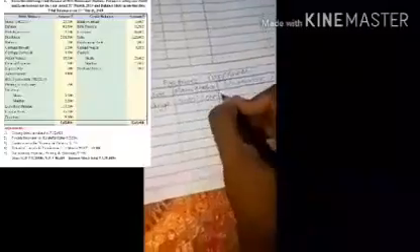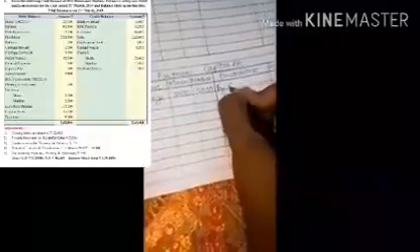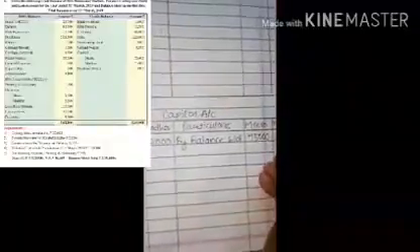In the partners capital account, on the credit side, we have to write by balance brought down. Amount of Meera's capital is 75,000 and Madhav's capital is 75,000.